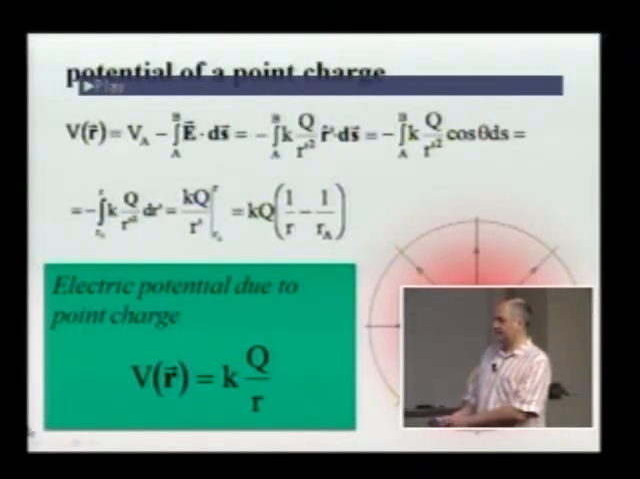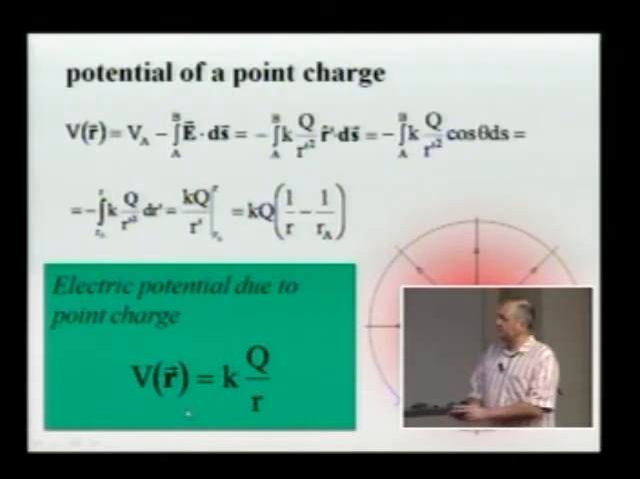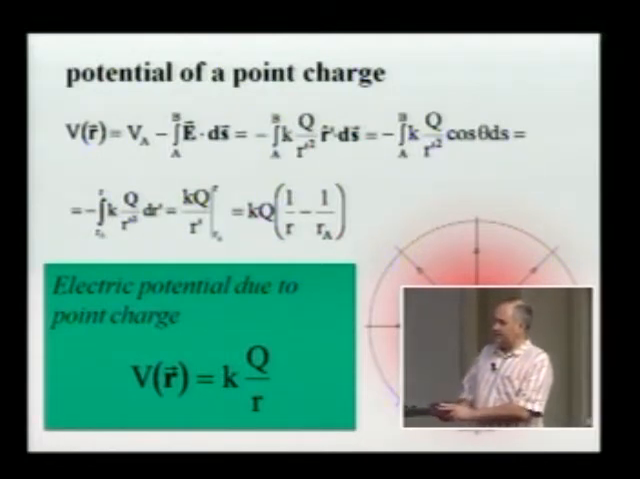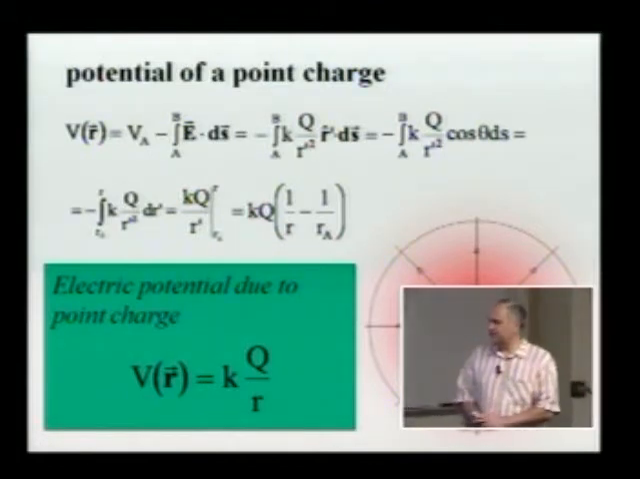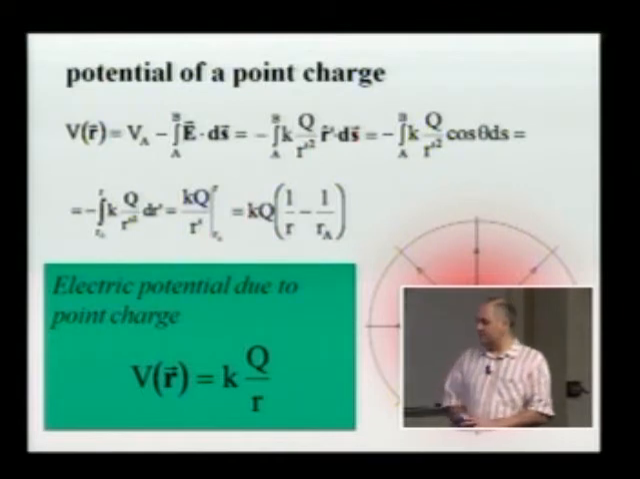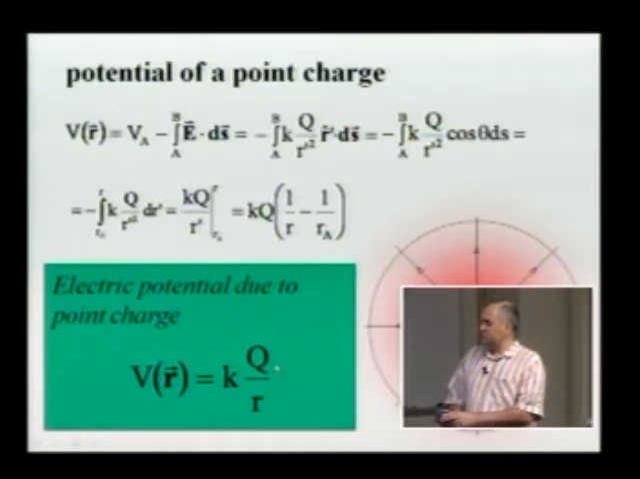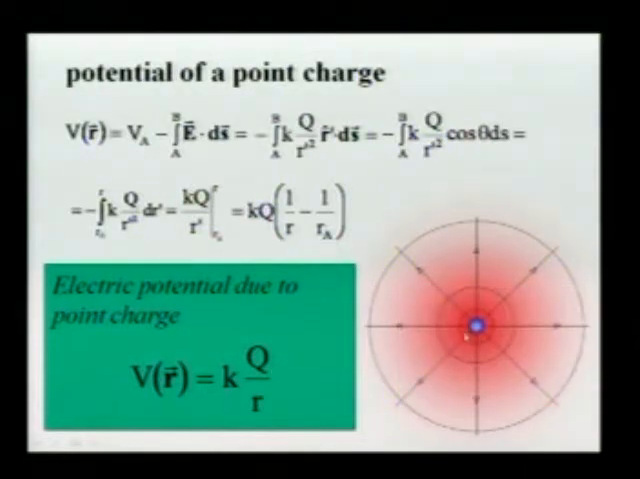To explain this formula, on the left-hand side, V of R is the potential at a certain position R due to a particle. In principle, it is also valid for a spherical uniformly charged object, outside of this object. K is Coulomb's constant, Q is the charge of the particle producing the field, and R is the distance from the point of interest to the particle.